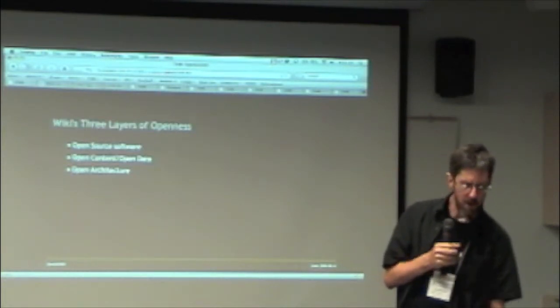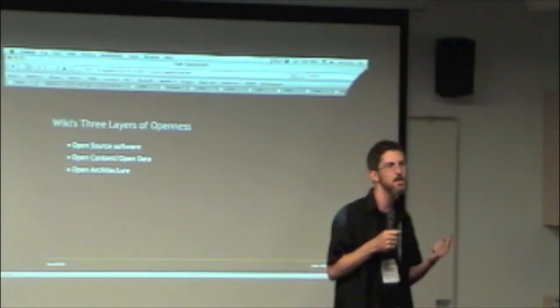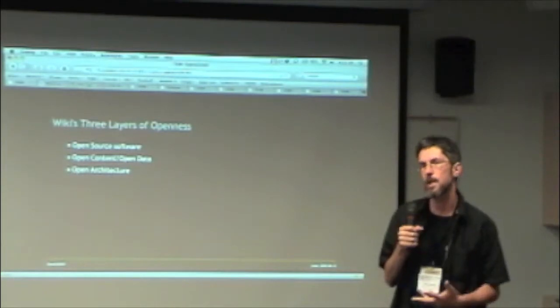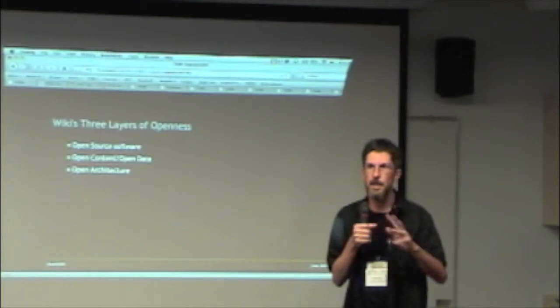So wiki is open on, I think, 3 really important levels. First of all, the mundane level of open source software. Most wiki software is running on an open source base. In fact, maybe all of it, but it seems to me most of it. That's the least important part of it.